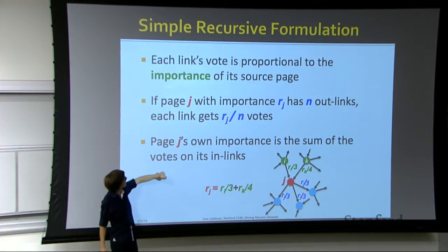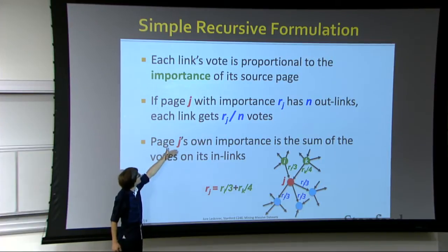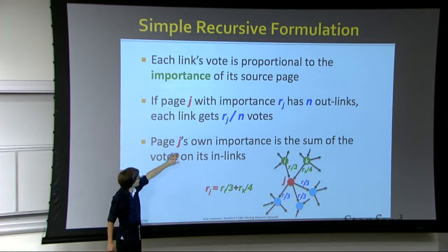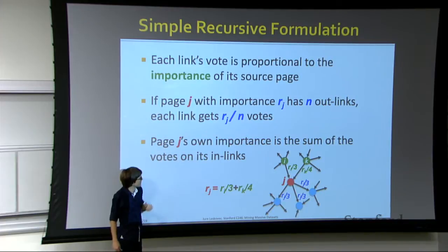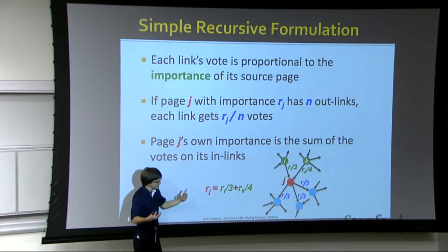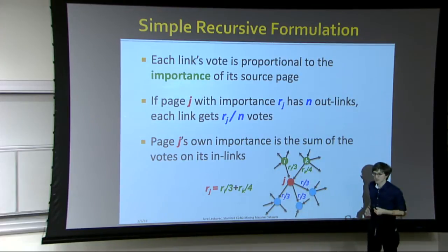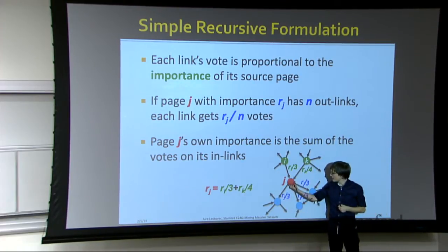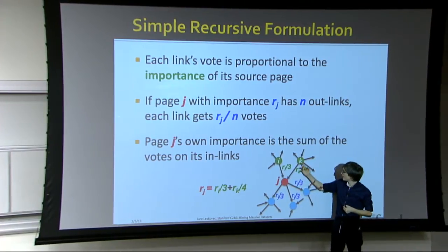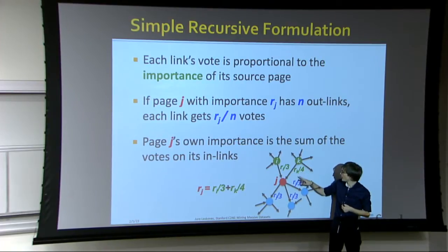If page J asks what is my own importance, page J simply takes the importances from the pages that point to it and sums them up, right? So if I'm page J, my importance is 1/3 of the importance of page I and 1/4 of the importance of page K. Why 1/4? Because page K has 4 outlinks. So whatever is the importance of K, J gets 1/4 of it.